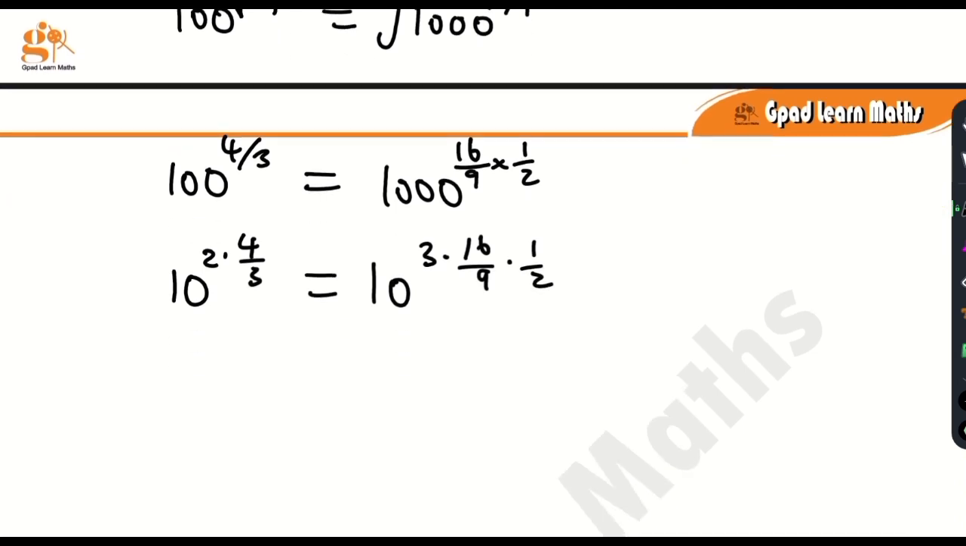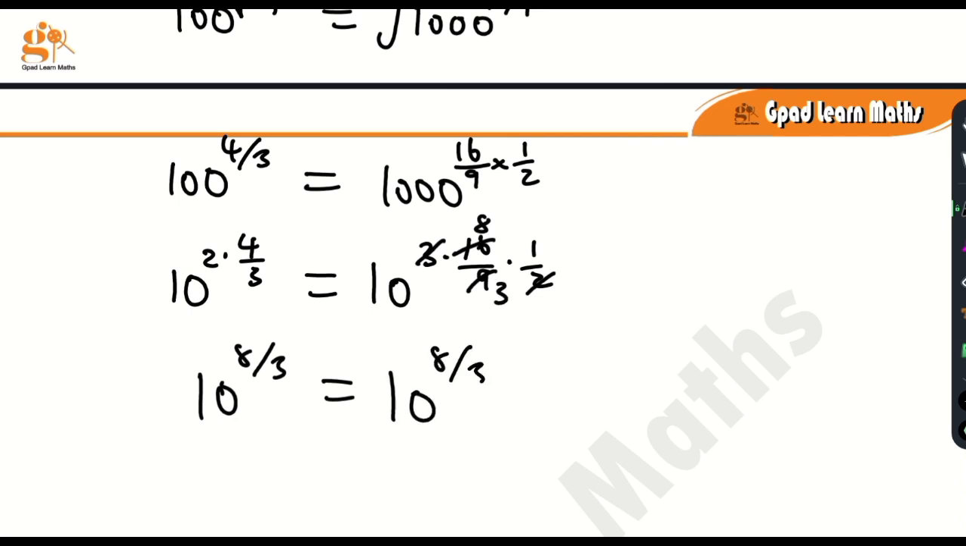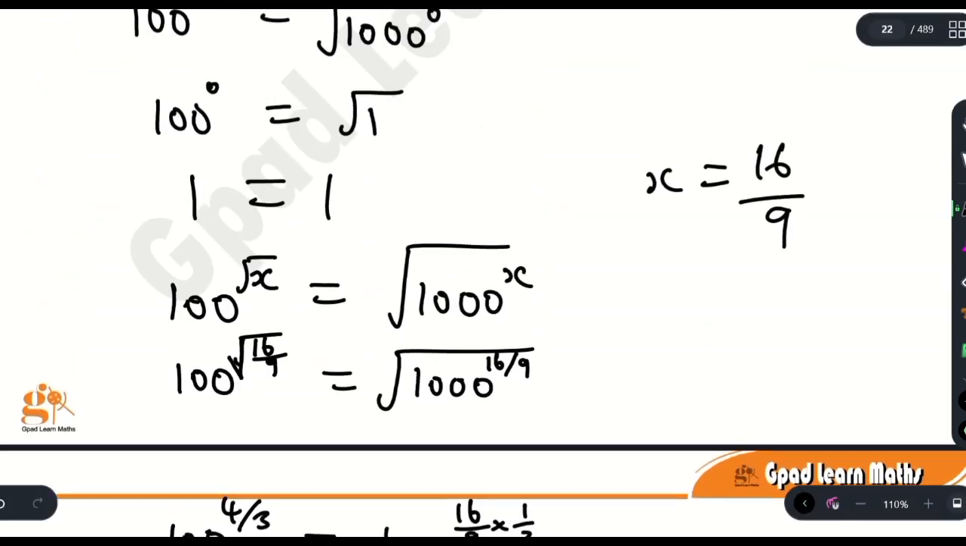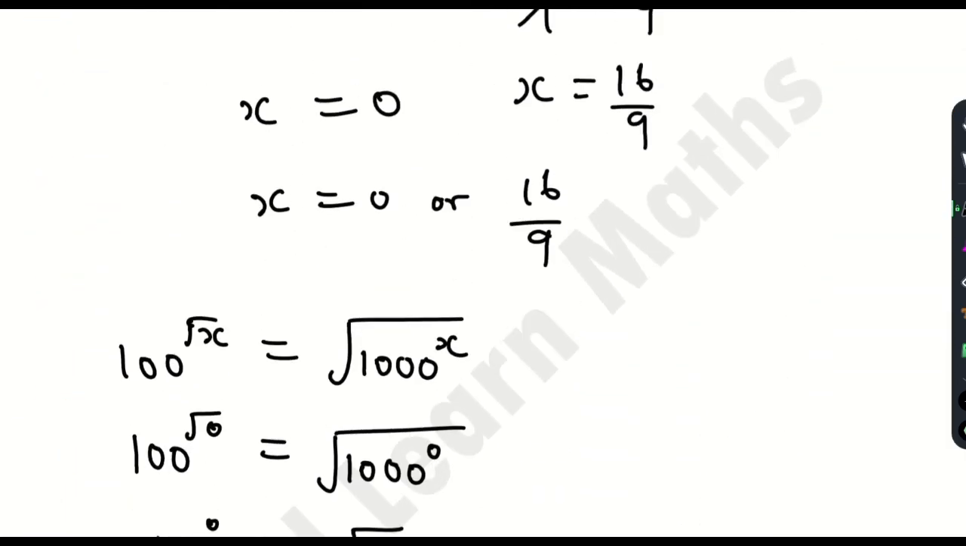So what do we have on the left hand side? This is going to be, if you multiply 2 and 4, you have 8. So you have 10 raised to the power of 8 over 3. What about what we have on the right hand side? 2 goes into 16 8 times, 3 goes into 9 3 times. So you have 10 raised to the power of what? 8 over 3. So what we have on the left hand side is same as what we have on the right hand side. Hence, we can conclude by saying that the value of x is equal to 0 or 16 over 9.